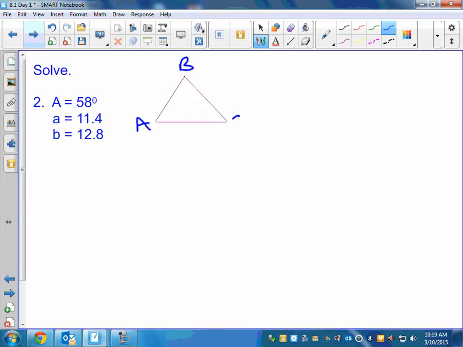A, B, C. So they give me angle A is 58 degrees, side A is 11.4, and side B is 12.8.